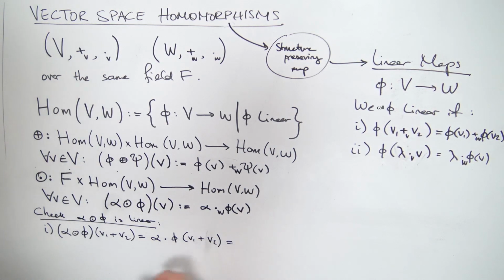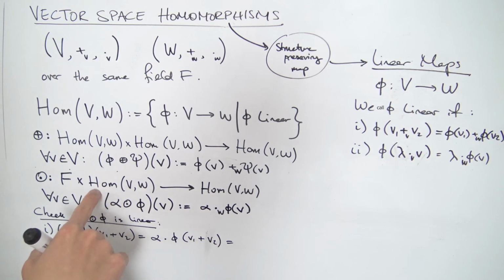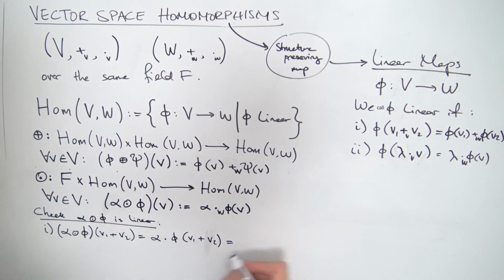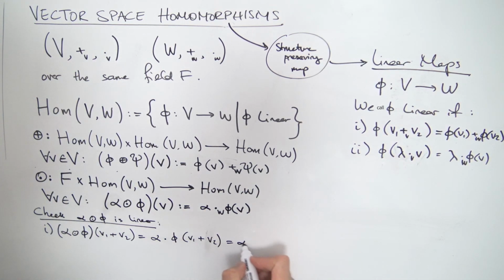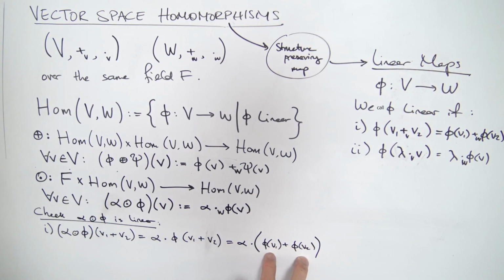Next, we can use the fact that phi is a linear map, because obviously it comes from Hom(V, W). If phi is linear, let's use the first linearity property to split it up. This is going to be alpha times, in brackets, phi of v1 plus phi of v2. Again, this plus is the plus on W. And remember the distributive laws for vector spaces: phi(v1) and phi(v2) are elements of W. So let's distribute. We get alpha times phi(v1), and then plus alpha times phi(v2).